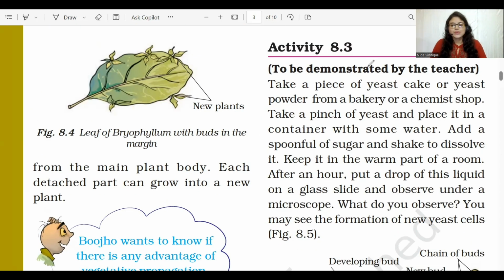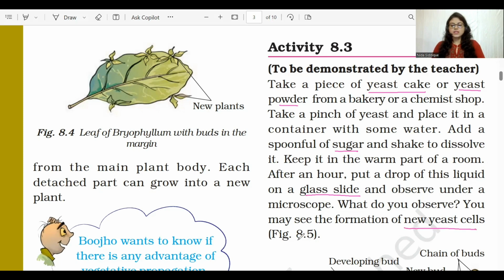So let's get started with Activity 8.3. In this activity, we would require a piece of yeast cake, or we can even take yeast powder from the bakery or the chemist shop. We have to take just a pinch of this yeast and place it in a container which has water. Now we will add a spoonful of sugar and shake it so that the sugar dissolves in the water. We will keep it in the warm part of a room. Now, after an hour, we have to put a drop of this liquid on a glass slide and observe it under a microscope. You will see the formation of new yeast cells.